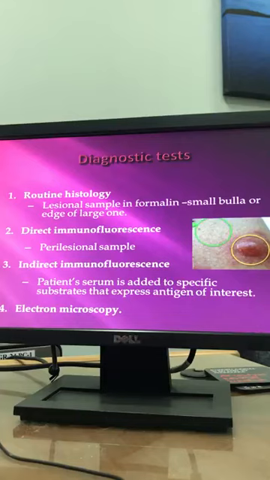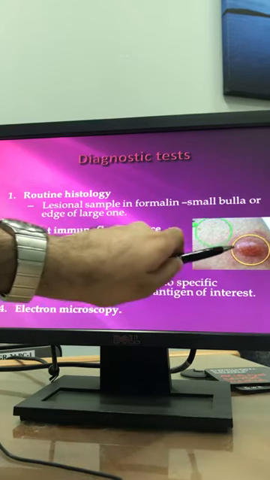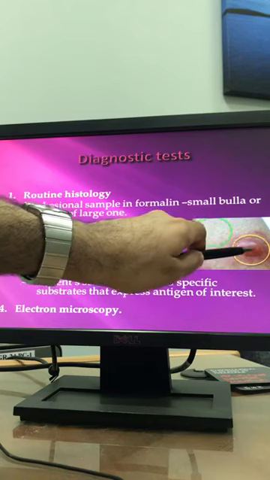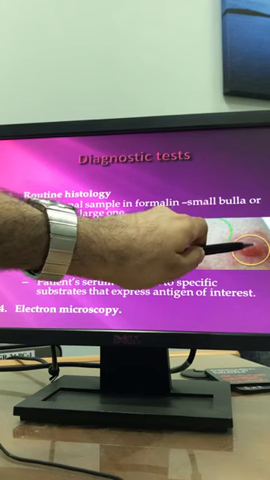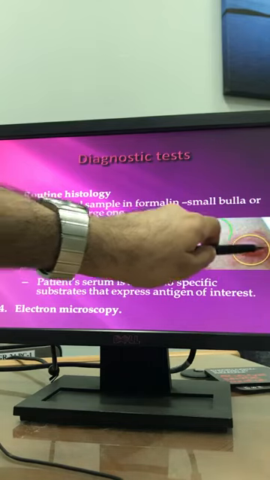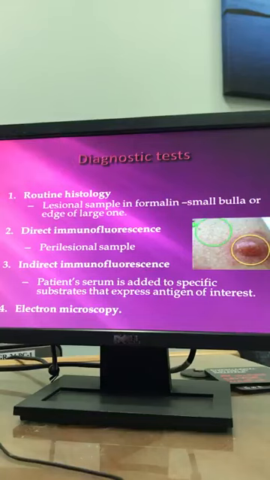So how would you diagnose bullous diseases in general, in adults or in children? One, routine histopathology. When you take routine histopathology, you send for H&E, hematoxylin and eosin. You take from the lesion itself. If this is a blister, you take the biopsy from the vesicle, but from the periphery. So you involve both the blister and the periphery if it is large. But if it is small, take it from the center and send it for histopathology in hematoxylin and eosin and formalin 10% to be examined under the microscope.